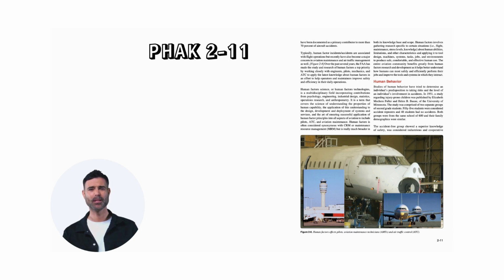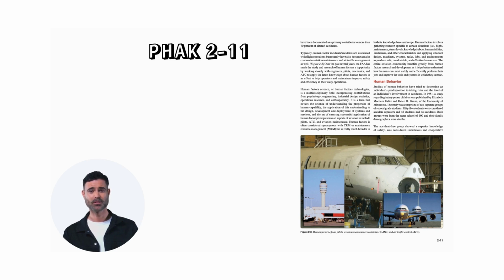Human factors is often considered synonymous with CRM or Maintenance Resource Management, MRM, but is really much broader in both its knowledge base and scope. Human factors involves gathering research specific to certain situations, i.e., flight, maintenance, stress levels, knowledge, about human abilities, limitations, and other characteristics, and applying it to tool design, machines, systems, tasks, jobs, and environments to produce safe, comfortable, and effective human use. The entire aviation community benefits greatly from human factors research and development, as it helps better understand how humans can most safely and efficiently perform their jobs and improve the tools and systems in which they interact.